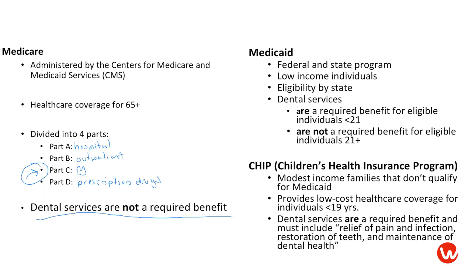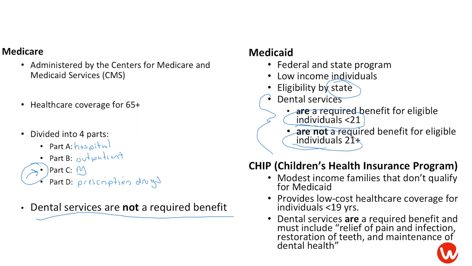So Medicaid is a federal and state program that seeks to provide healthcare coverage to low-income individuals. So this is usually used by children or pregnant women, elderly, or sometimes those with disability. Eligibility is determined by the state's criteria. So for dental services, this is where you guys need to pay attention. They are a required benefit for eligible individuals that are less than 21 years old. However, they are not a required benefit for those eligible individuals that are 21 and over.